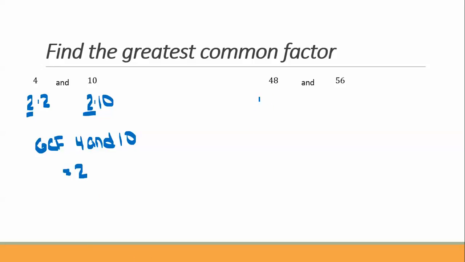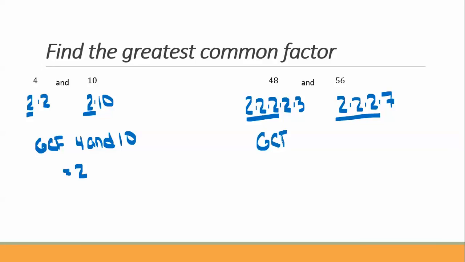The greatest common factor of 48, remember 48 was 2 times 2 times 2 times 2. There were 4 2's and a 3. And 56 was 2 times 2 times 2 times 7. Both of these numbers have 3 2's in it. So that's the only thing common in these two. So the greatest common factor of 48 and 56 is 2 times 2 times 2, which is 8.